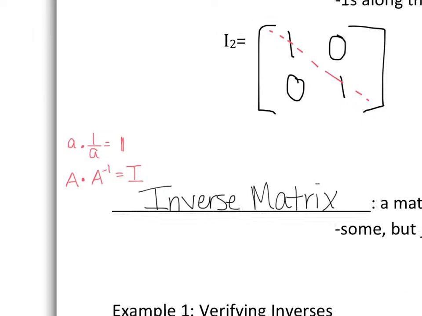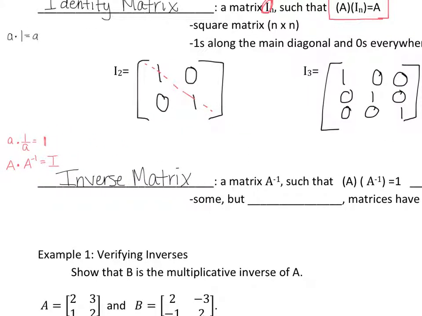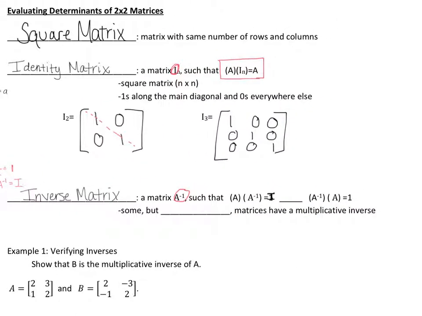This one completely depends on what the original was, okay? And we write it as A to the negative 1. All right, and I messed up. That is not supposed to equal 1. That's supposed to equal an I. Sorry. On both. So A times its inverse will always equal the identity, and the inverse times A will always equal the identity. Both have to happen in order for us to know that they are inverses.